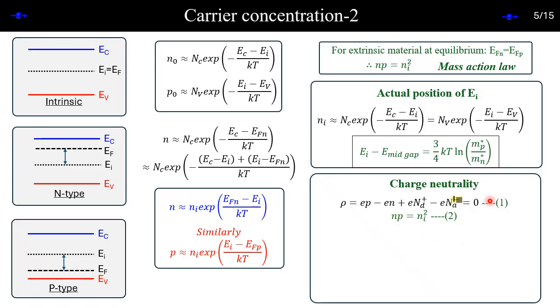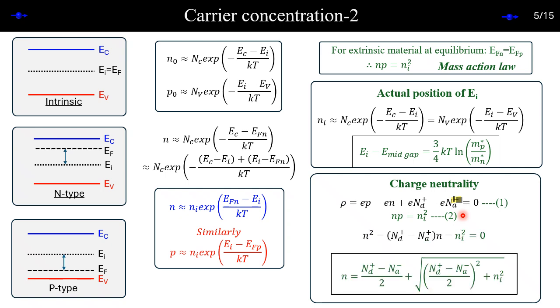Okay, so this is one equation that we have, and the mass action law always holds. There are two equations, and we need to solve them to find N and P. We have two unknowns, N and P, right? So N and P will be in terms of Nd plus and Na minus. Two equations, we can solve it. You can try to solve it, but I'm just giving you the final solution. If you put all this together, you will get a quadratic equation, and if you solve it, you will find the result.